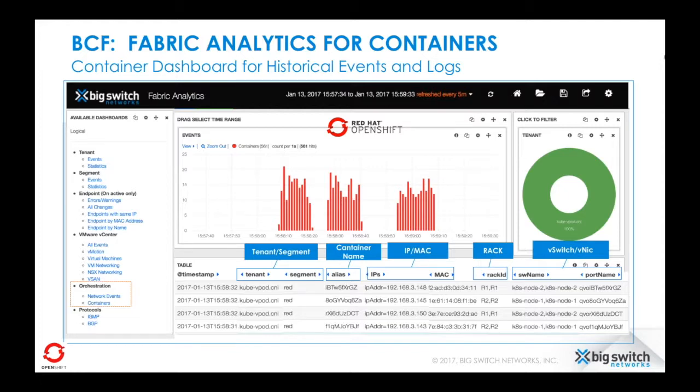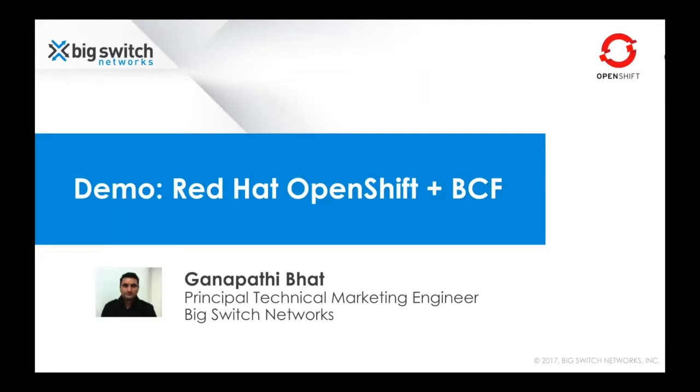Thank you. All right, thank you, Bala. Again, that was an excellent overview of the Red Hat OpenShift and Big Cloud Fabric solution, which, as Bala mentioned, provides incredible visibility, resiliency, and automation for container networking. So we're going to take an up-close look at this solution, and to walk us through a demonstration of it is Ganapathy. So I will turn it over to you.